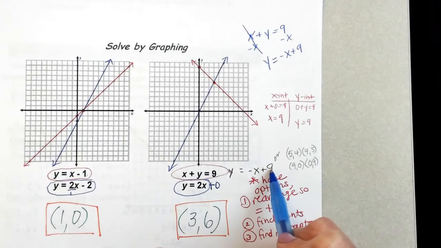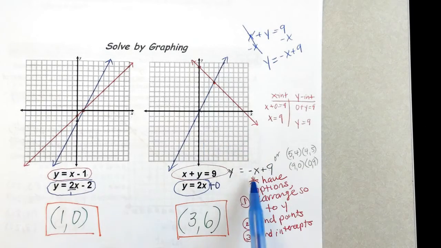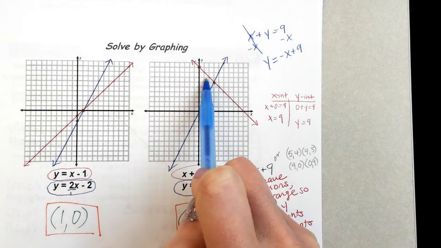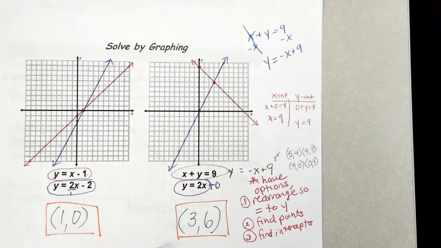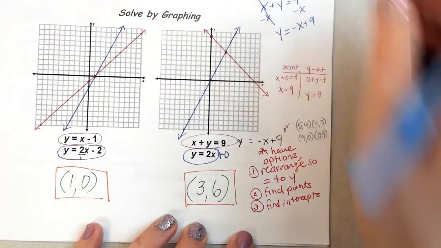So that's where I got this. My begin is at 9. My slope is -1. Down 1, right 1, down 1, right 1, down 1, right 1. Okay? The other thing you could do is come up with points.